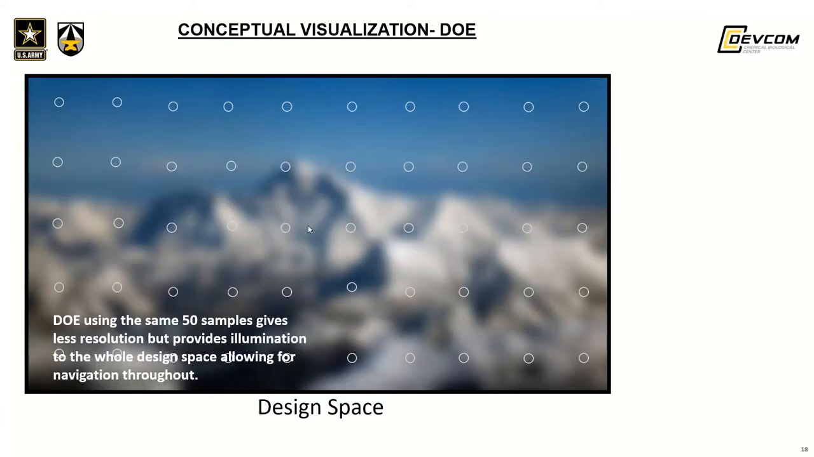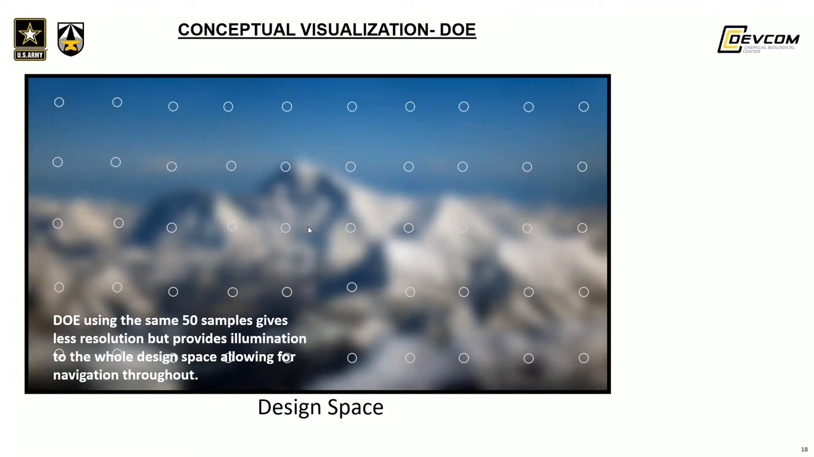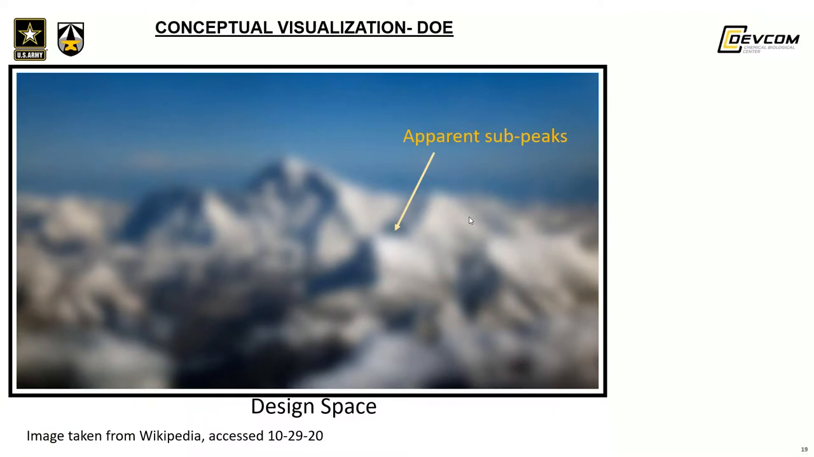However, when I interpolate between those points, then all of a sudden I have a full picture. It's very blurry, it's out of focus, yet usually this picture is enough that I can see, hey, now I can understand this design space. If I'm looking for peaks, optimization, I've got some sub-peaks. Looks like I have a global peak up here.